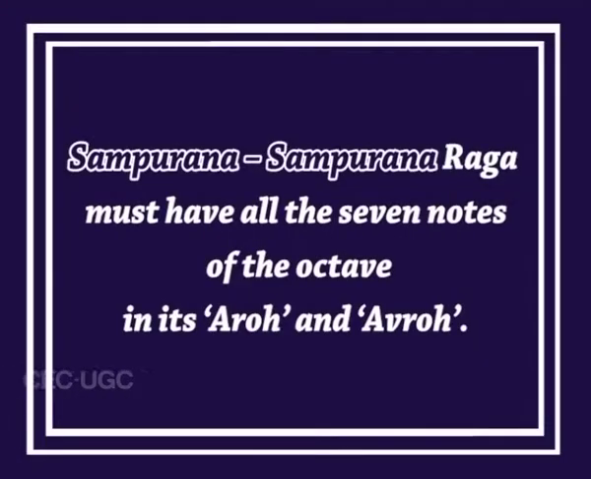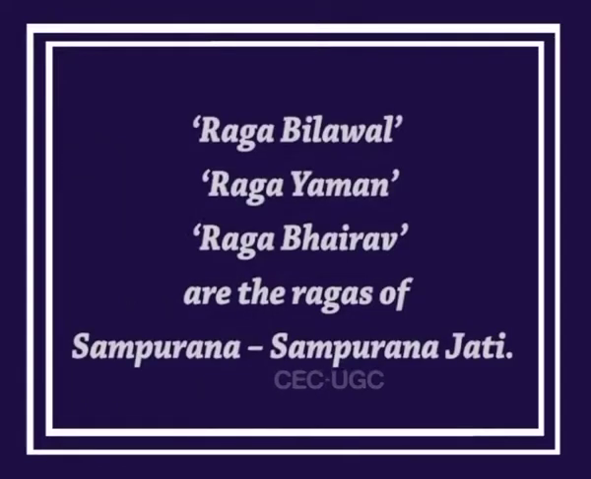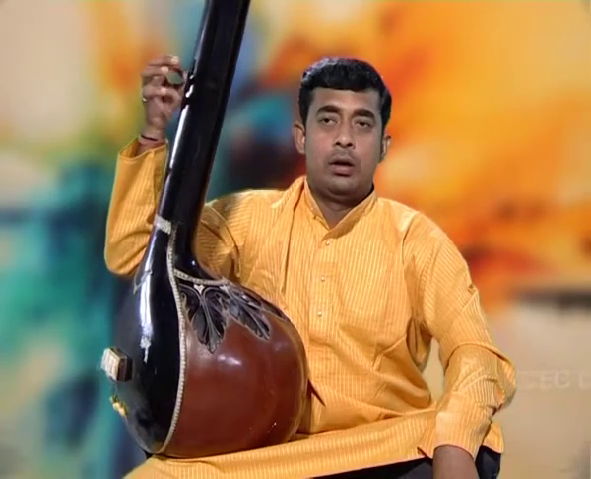When all the 7 notes of the octave, the notes may be Shuddh or Vikrit, are used in Aro and Avro of any rag, the jati of that particular rag is known as Sampurna Sampurna. Sampurna Sampurna rag must have all the 7 notes of the octave in its Aro as well as Avro. For example, Rag Bilawal, Rag Jaman, Rag Bhairav, etc. are such rags of Sampurna Sampurna jati. Rag Kalyan.